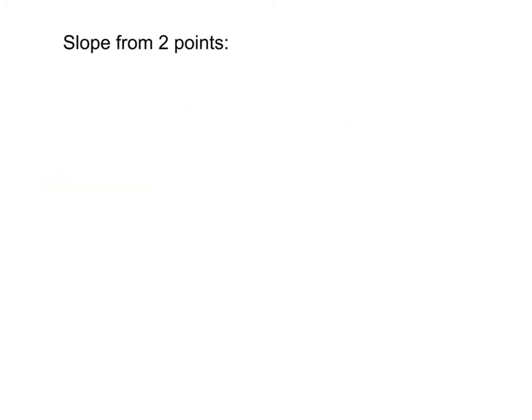Now let's talk about how to find slope. You're going to be asked in this unit to find slope from 2 points. Well, if you remember back into your Algebra 1 days, there's a formula for slope. When you've got 2 points, all you have to do is subtract your y's on top and subtract your x's on bottom, and it's that simple.